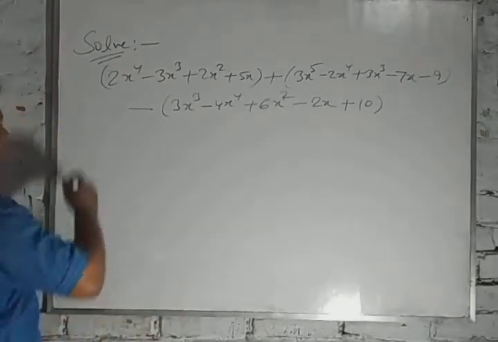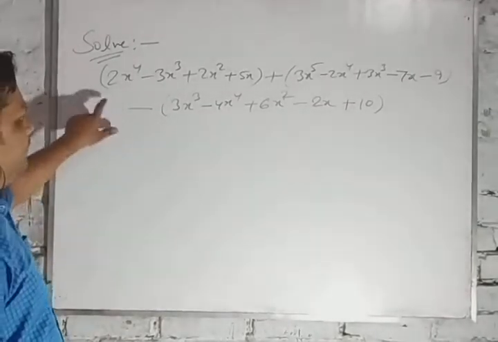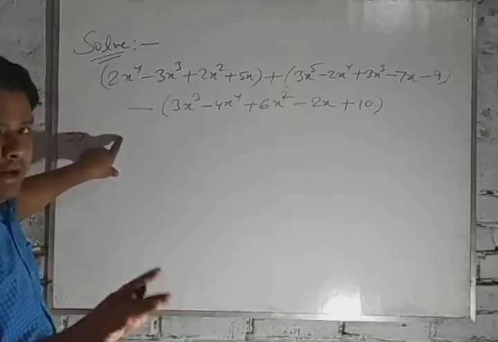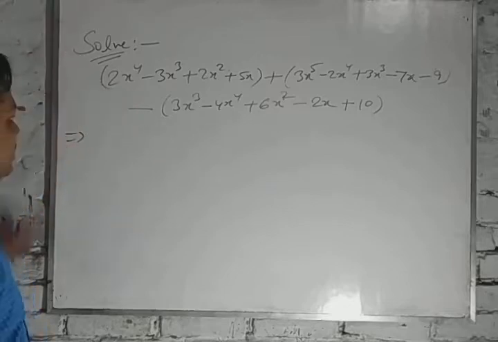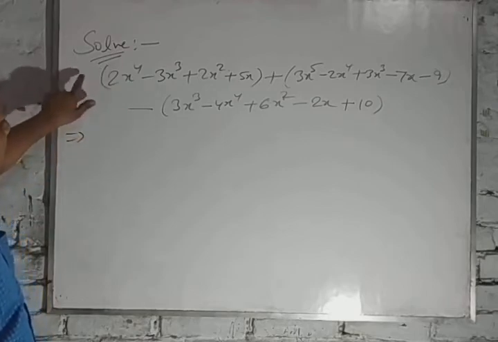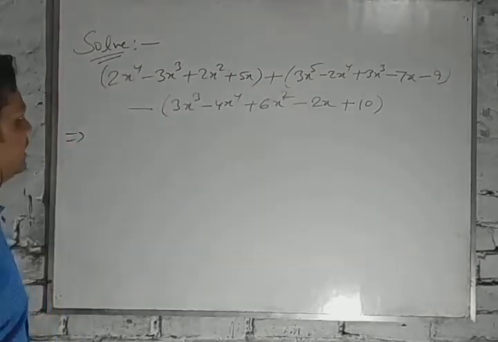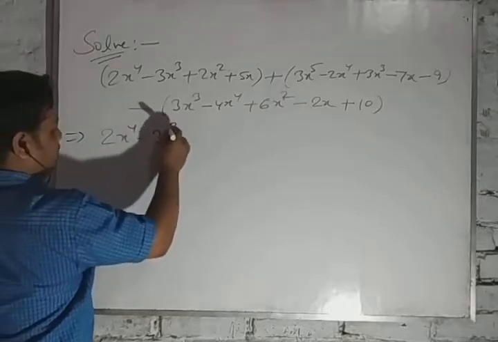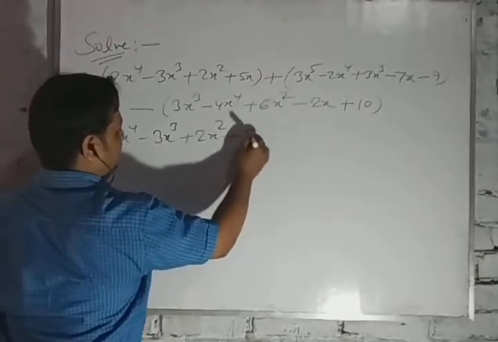Okay, so let's see. At first, the brackets are already written. If the brackets are not written, then in the first step we will write the expression in brackets. But it is already written, so we will directly remove the brackets. Here you can see before the first expression there is a plus sign, so we will not change any sign of this expression. We will directly write 2x to the power 4 minus 3x cube plus 2x square plus 5x.